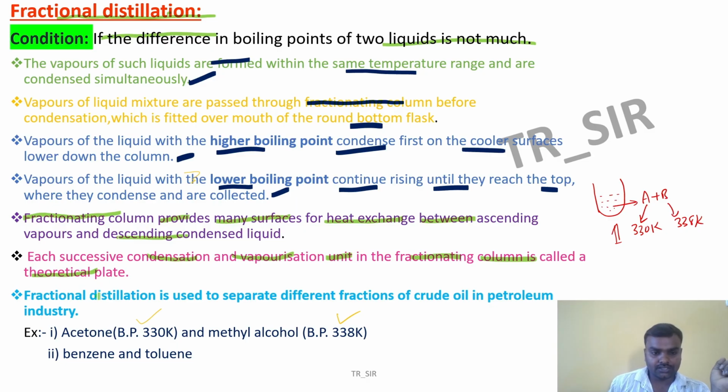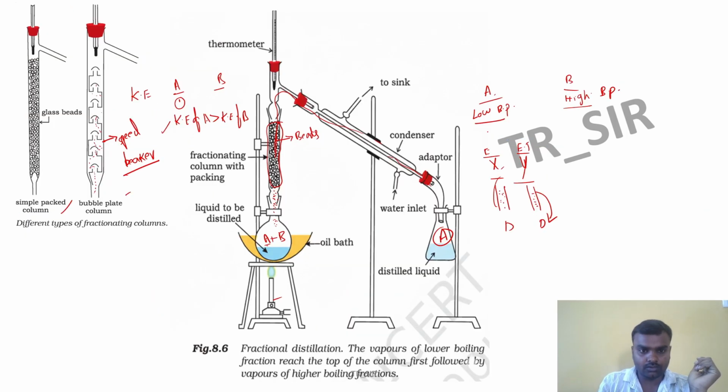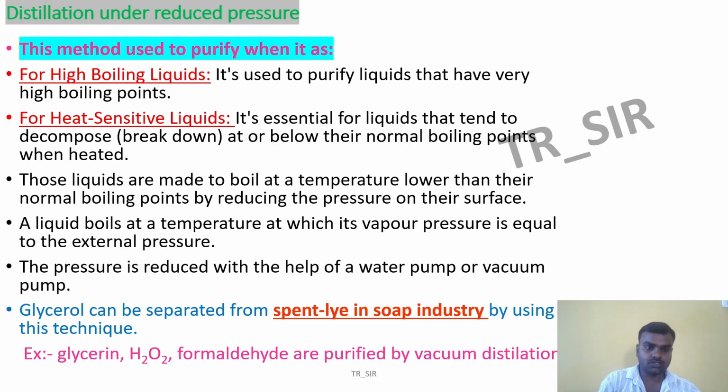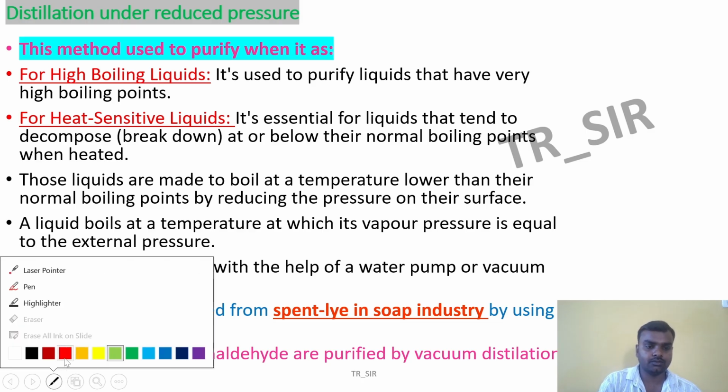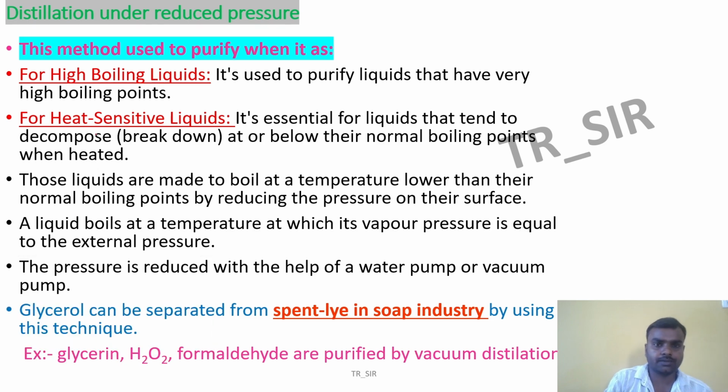Now, fractional distillation is used to separate fractions of crude oil in the petroleum industry. This is very important. Examples are very important. Particularly here, acetone boils at 330 Kelvin and methyl alcohol at 338, so there is only an 8 Kelvin variation. We can also use it for benzene as well as toluene. So guys, this is fractional distillation. I hope you understand. Now we'll go to distillation under reduced pressure.